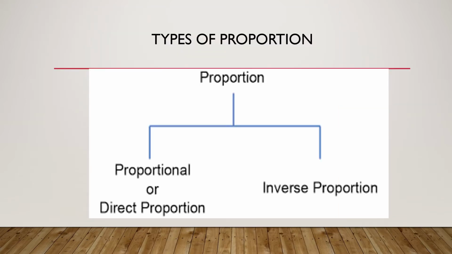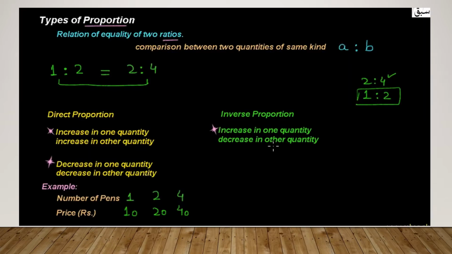Now coming towards the types of proportion. There are two types of proportion: direct proportion and inverse proportion. But in this lecture, we are going to deal with direct proportion. On this slide, both proportions are given, meaning direct proportion is defined and inverse proportion is also defined, but we are just going to check direct proportion.